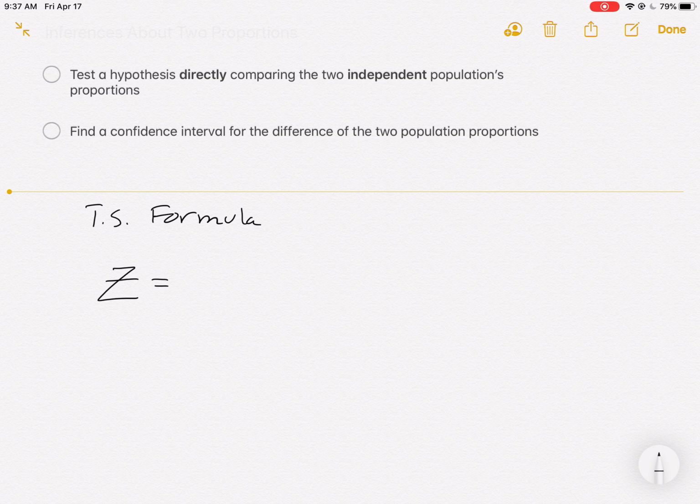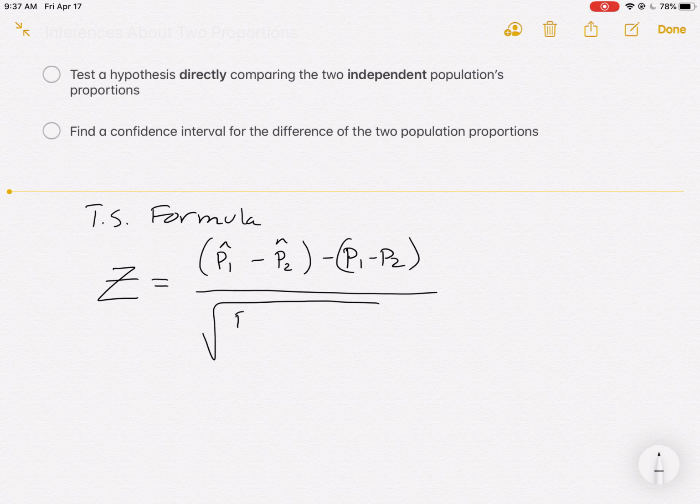It's going to be a little bit different than what's in the book, because the book has some redundancy in there because of the direct comparison. So it's going to be P1 hat minus P2 hat. Actually, I'll write it out exactly the way it is in the book. Minus (P1 minus P2), all over the square root of P bar Q bar over N1, plus P bar Q bar over N2.